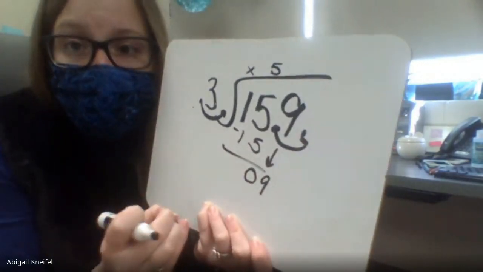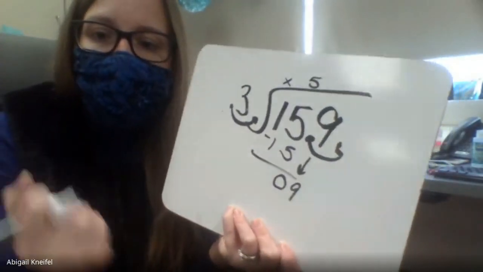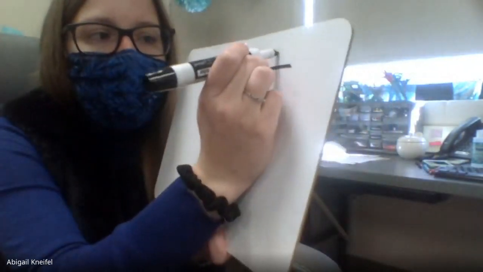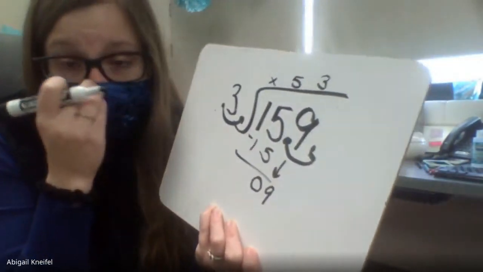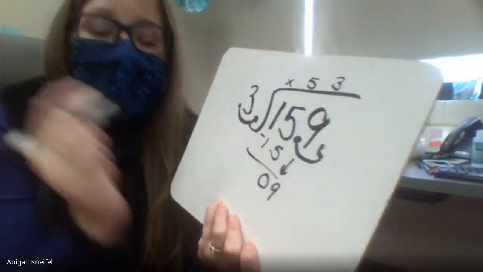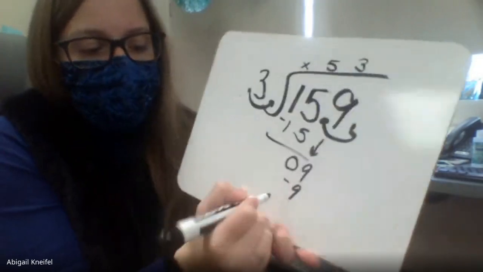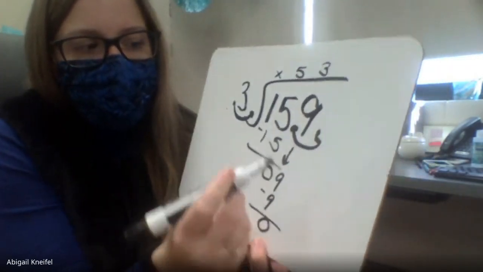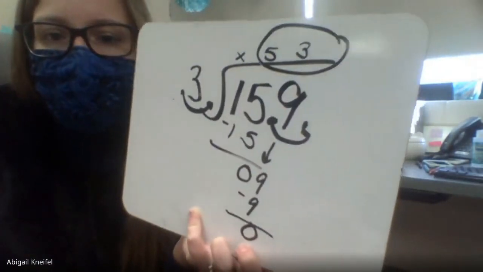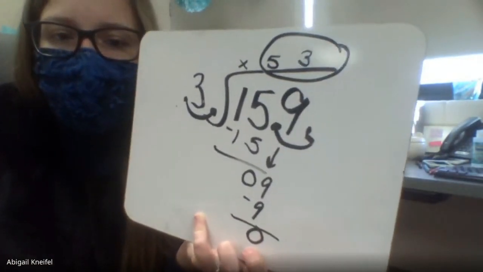Can 3 go into 9? Well, yes, it can, because if we count by threes, 3, 6, 9. 3 can go into 9 3 times. 3 times 3 is 9. 9 minus 9 is 0. So our answer is just plain 53 because we had to move the decimals back.